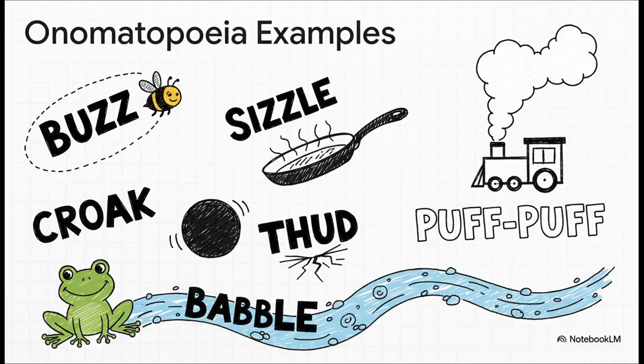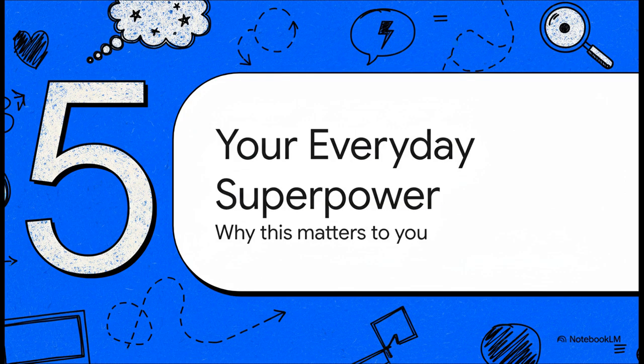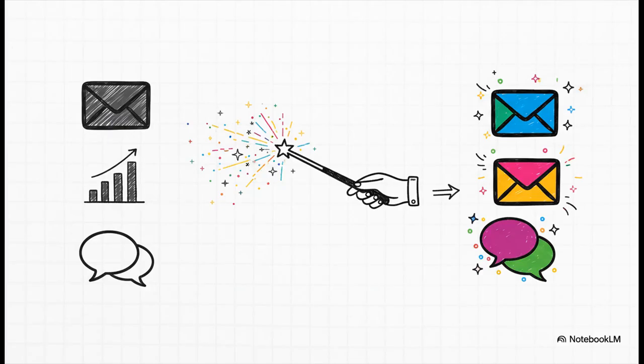All right, so we've looked at comparisons, contrasts, and even sounds. We've started to decode this secret language. So, why does any of this actually matter? What's the big takeaway here? Because this stuff isn't just for poets and dusty old books.